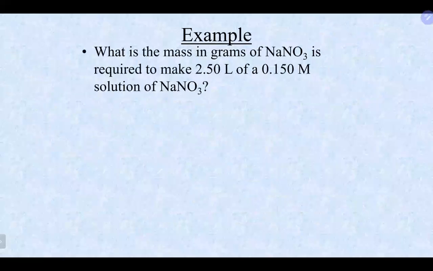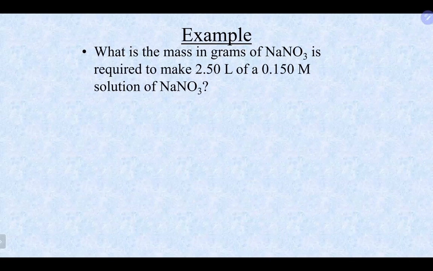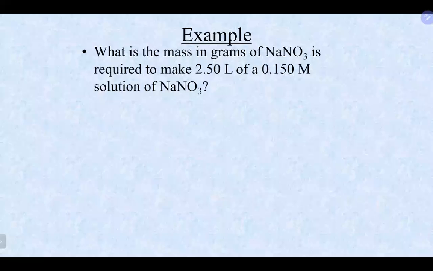Okay, so let's take a look at another one here. We're looking for what is the mass in grams of sodium nitrate that's needed to make 2.5 liters of a 0.15 molar sodium nitrate solution. Sodium is 22.99 on the periodic table, nitrogen 14.01, and our oxygen still 16. All right, so take a couple of minutes. We're looking for how many grams here, kind of similar to the last part of the experiment the other day.